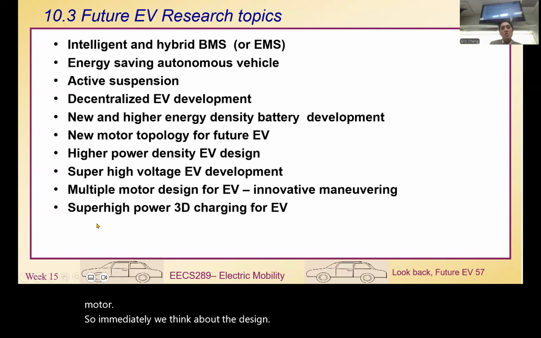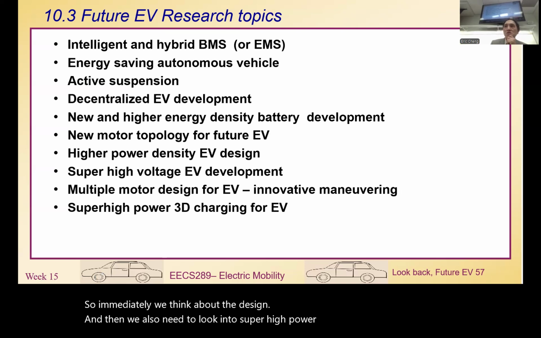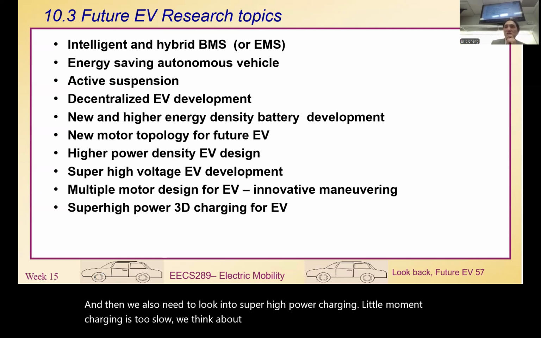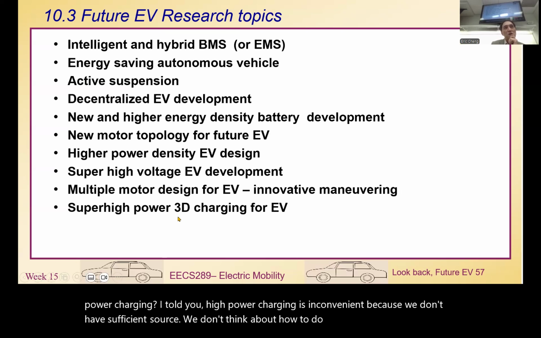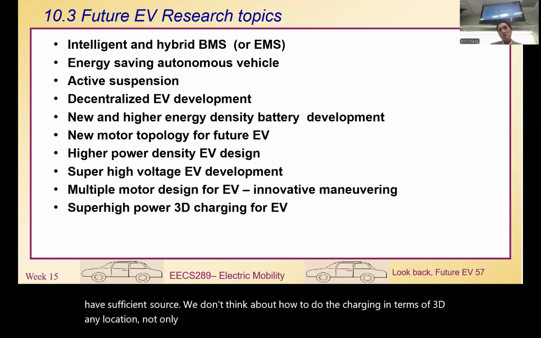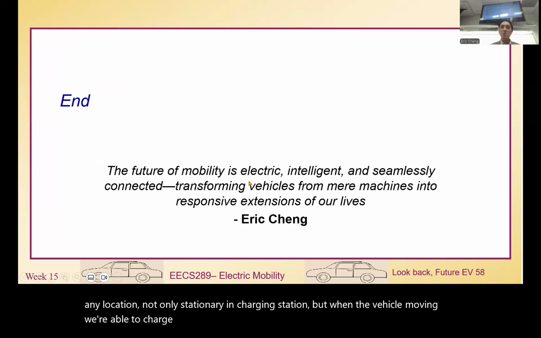And then we also need to look into super high power charging. At the moment, charging is too slow. We think about how we can charge better. Can we have high power charging? I told you, high power charging is inconvenient because we don't have sufficient source. We need to think about how to do the charging in terms of 3D, any location, not only stationary in a charging station, but when the vehicle is moving, we're able to charge it. So that's what we would like to do.